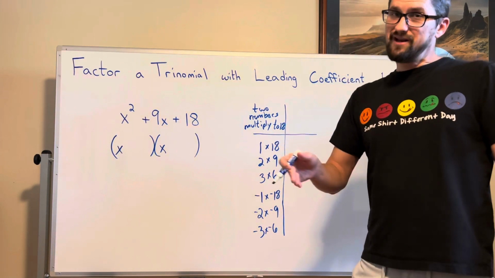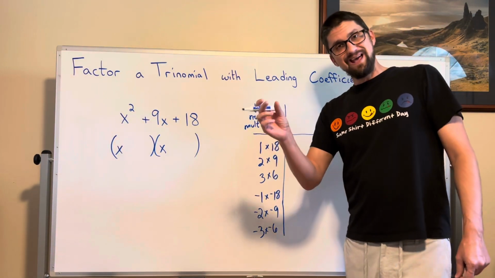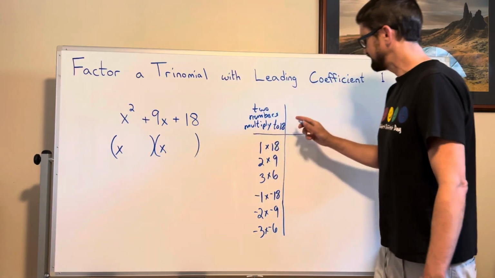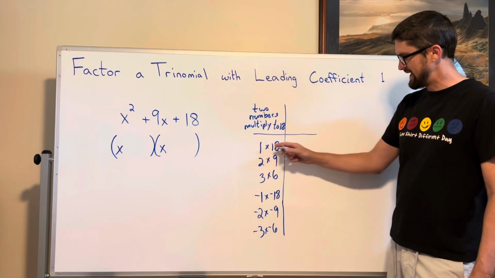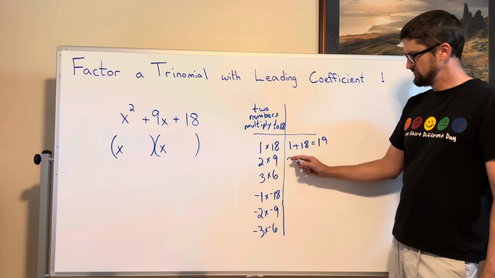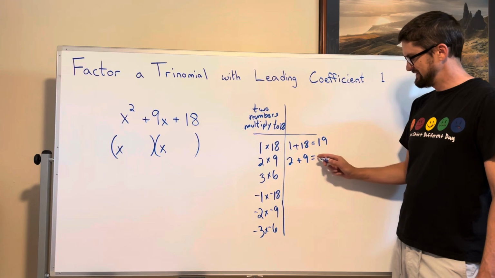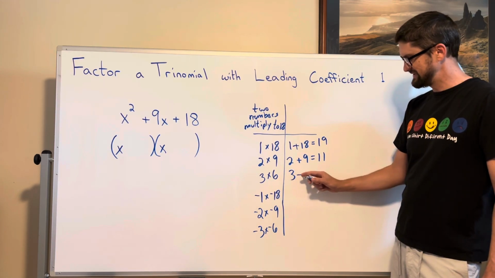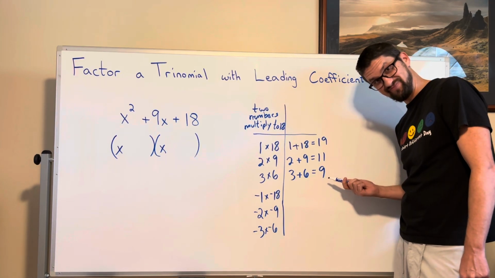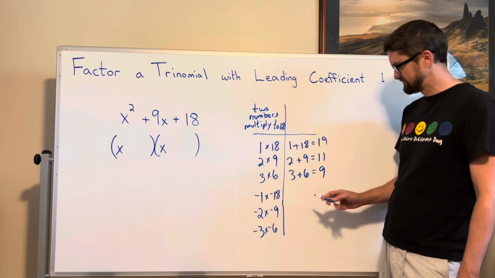Now we want the combination that when you add the 2 numbers, it gives you this middle number, 9. So if we add 1 and 18, we get 19. 2 and 9 gives 11. 3 and 6 gives 9. There you go. That's the winner.